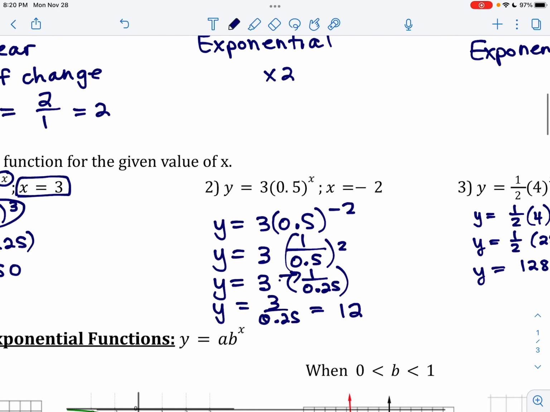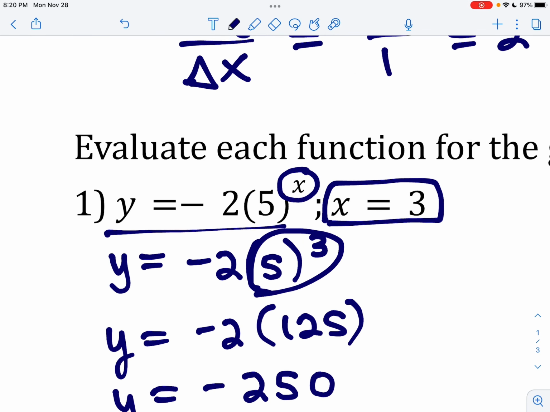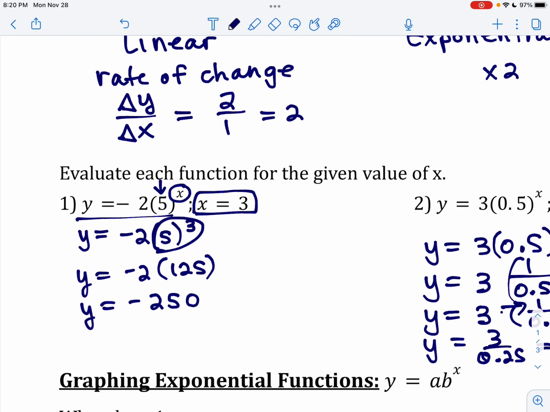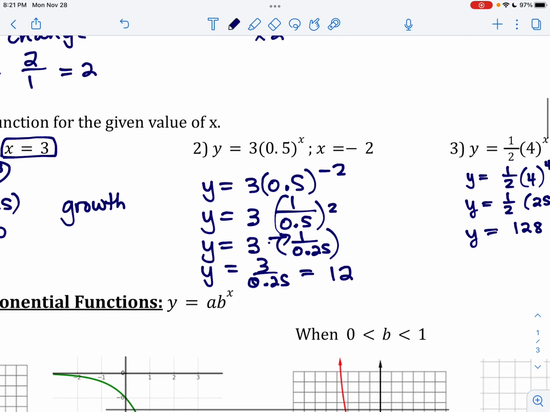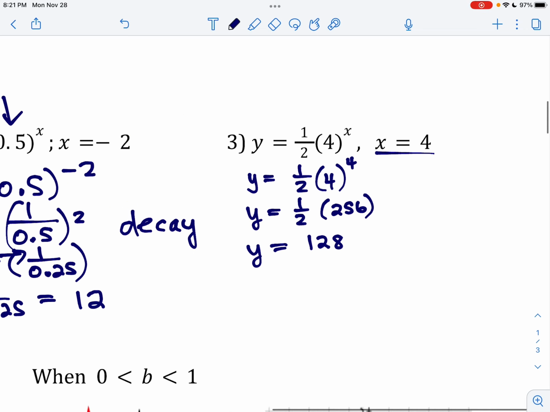If I go back and just look at these quickly, on this first function, y equals -2 times 5 to the x power. 5 is my growth factor, so is that going to be growth or decay? Since it's greater than 1, we're going to say that this one is growth. Number 2, since my growth factor is 0.5, it's between 0 and 1, I'm going to say this one is decay. And number 3, since my growth factor is greater than 1, it has a 4, I'm going to say that this is growth, exponential growth. Okay?